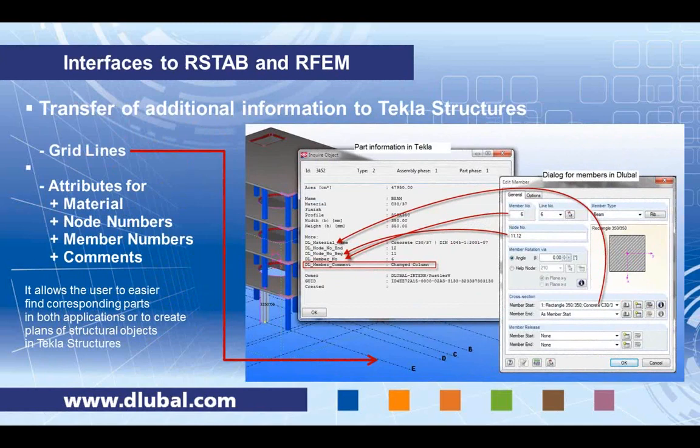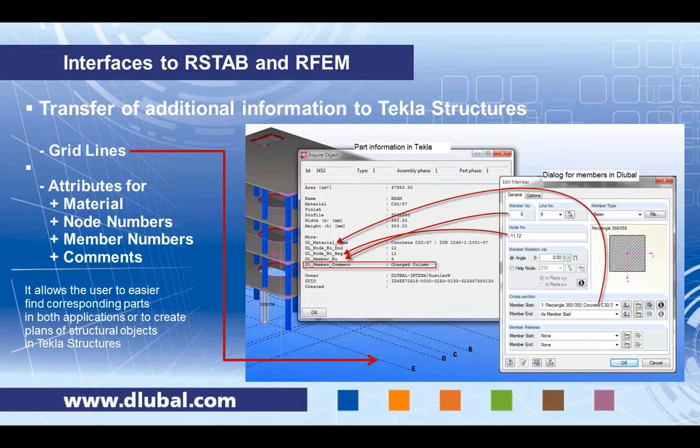Additionally, we transfer information like the node numbering of the Dlubal analytical nodes or the material or set of member numbering. So you can find the parts that you see in RFEM also in Tekla Structures. By inquiring the objects, you will find there, okay, member number 235 in Dlubal, this is what I have here now. And I can go to the Dlubal model and see, okay, where is member number 235? All those user attributes can also be displayed on a drawing, for example.